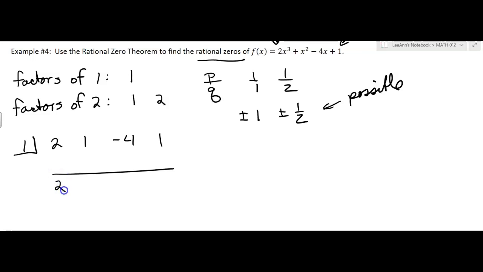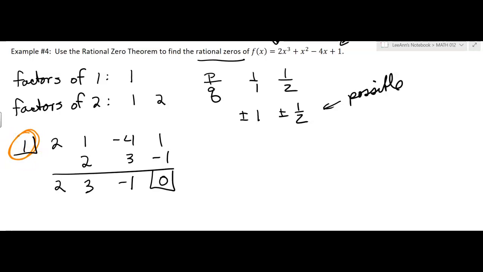Okay, so bring down the 2. 2 times 1 is 2. 1 and 2 is 3. 3 times 1 is 3. Negative 4 and 3 is negative 1. Negative 1 times 1 is negative 1. And it was a 0, okay? So we got lucky. That one's a 0. So what do we know? We know 1 is a 0. Okay, that's all we know right now.